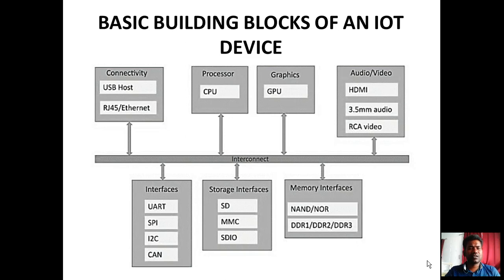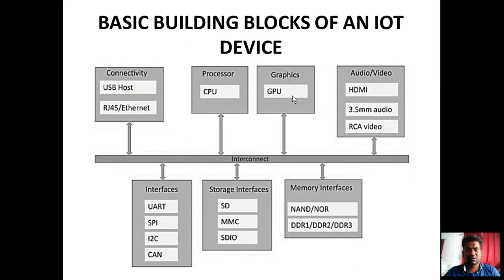The first one is connectivity. The USB host connectivity and Ethernet connectivity will be there, and the processor and graphics card will be there: CPU, central processing unit, and GPU, graphical processing unit. In the Raspberry Pi board, it does not have a GPU; it only has a CPU. If you take an NVIDIA processor, that has a GPU. A GPU is applied for large applications. A CPU only is applicable for small kinds of applications.